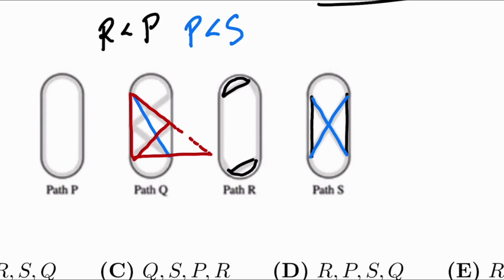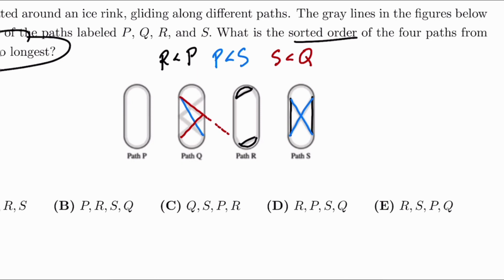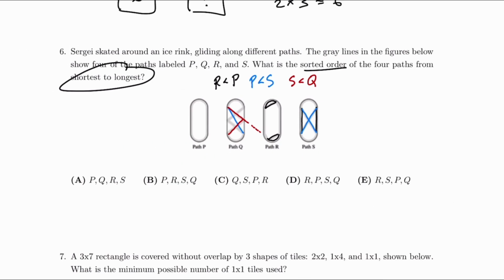perhaps it helps to draw out a right triangle here. This length goes further away, so it has a longer distance. So S is less than Q in terms of distance. Therefore, the sorted order is going to be R, P, S, Q, which is answer choice D over here.